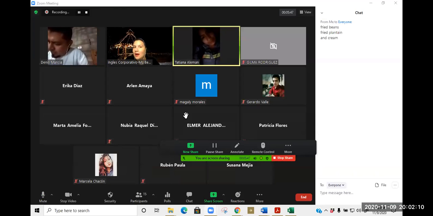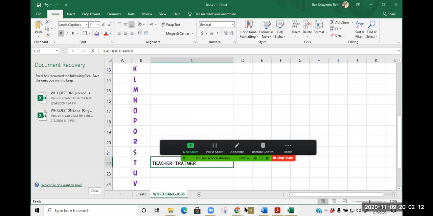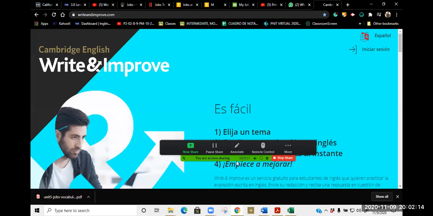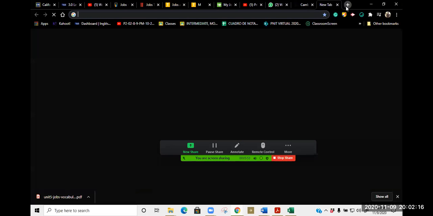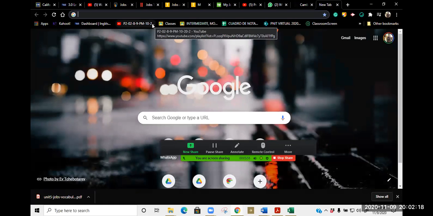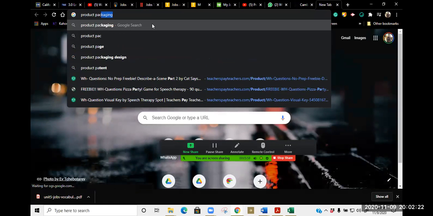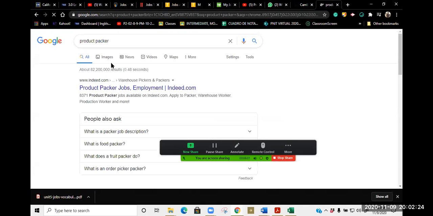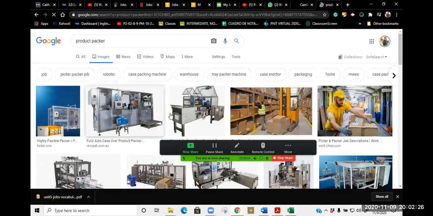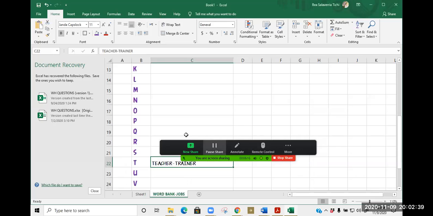Okay, so let's find out. This is what I like to do. I go here and I Google it just to make sure. Okay, you are a product packer, maybe? A product packer, like this, so you pack things? Okay, so this is called a packer. Empacadora, it's called a packer, okay? A packer. Pero de qué tipo de productos?